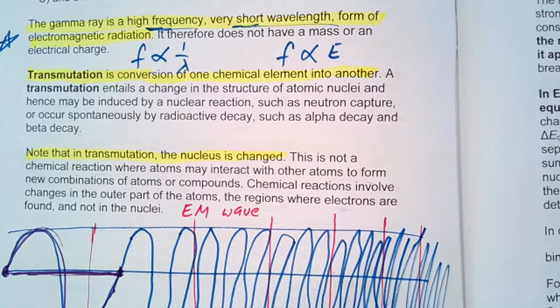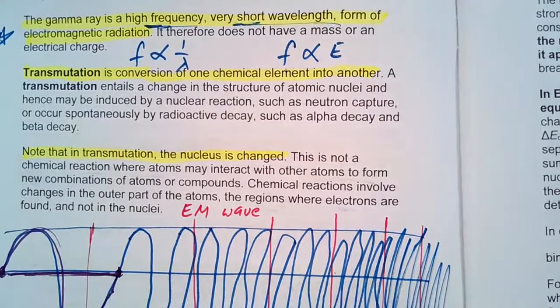So in transmutation, the nucleus is changed. This is not a chemical reaction. In a chemical reaction, recall that it is the number of electrons that can either be gained or lost. In this case, it is the number of the nucleons, which is the number of neutrons. Chemical reactions involve change in the outer part of the atom, the region where electrons are found, whereas in transmutation, it is in the nucleus where change occurs. So that is what happens in transmutation.